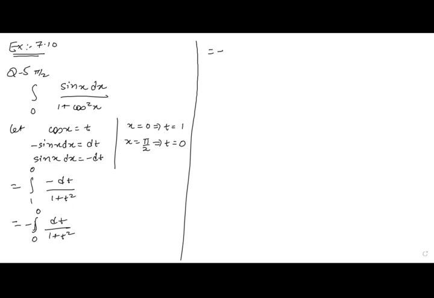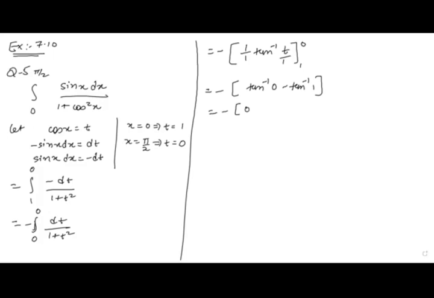You know that 1 upon x square plus a square is 1 by a tan inverse x by a, with limits 1 to 0. So we'll keep t as 0 first and then 1. So tan inverse 0 is 0, and tan inverse 1 is pi by 4. So the value is pi by 4.